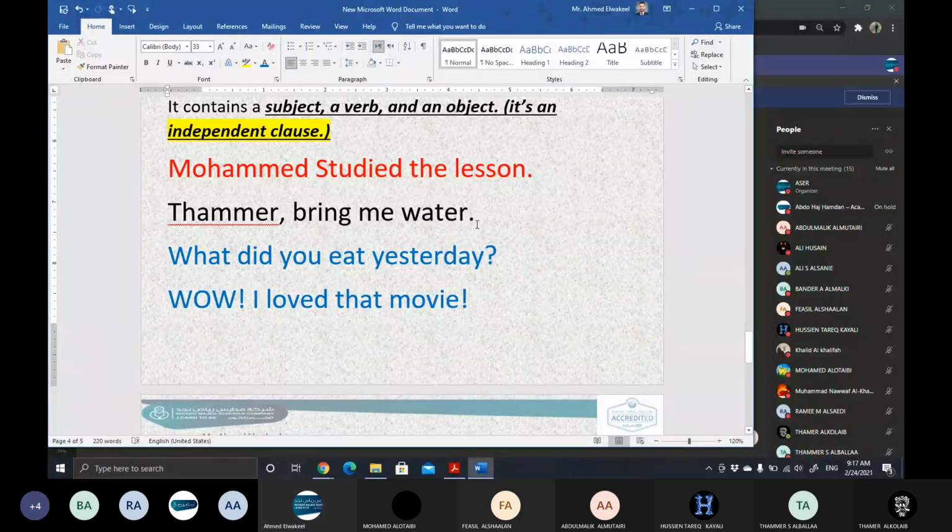Any question? No, teacher. So once again, once you have one subject performing an action, and then you have the rest of the sentence, it is called a simple sentence.